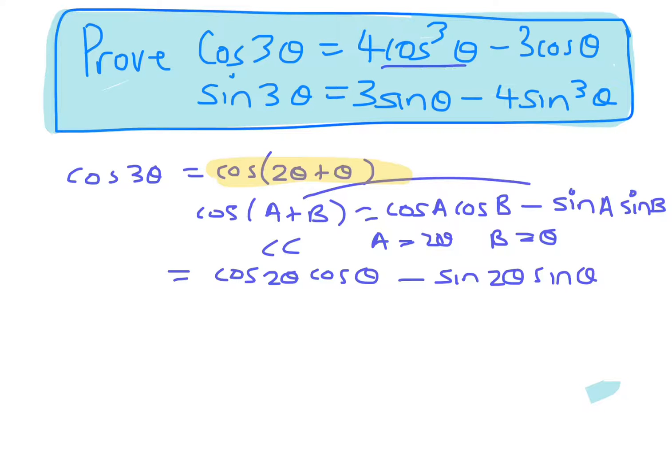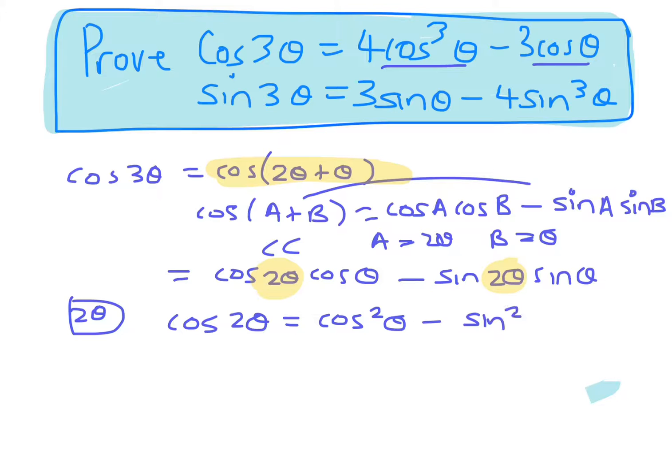Now, if you look at what we're trying to do, we're trying to get it all in terms of cos. So the parts that have the 2 theta need to go. So then we need to use our 2 theta rules. Cos 2 theta is cos squared minus sine squared, and sine 2 theta is 2 sine theta cos theta.